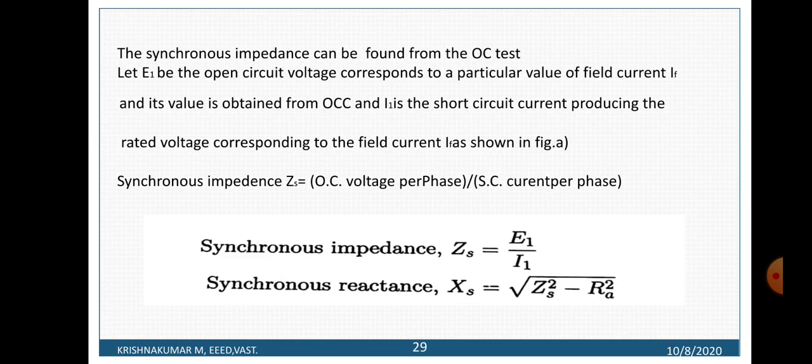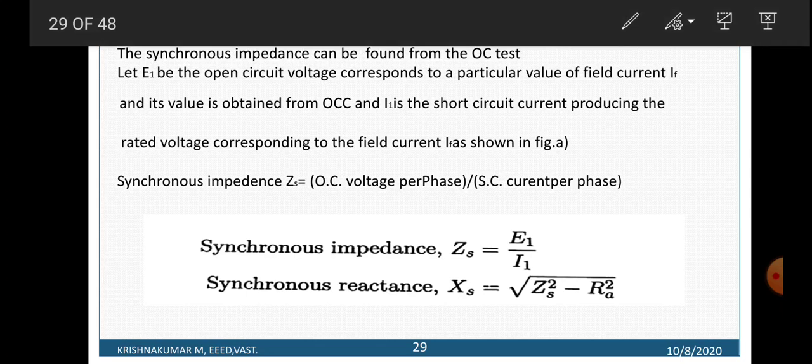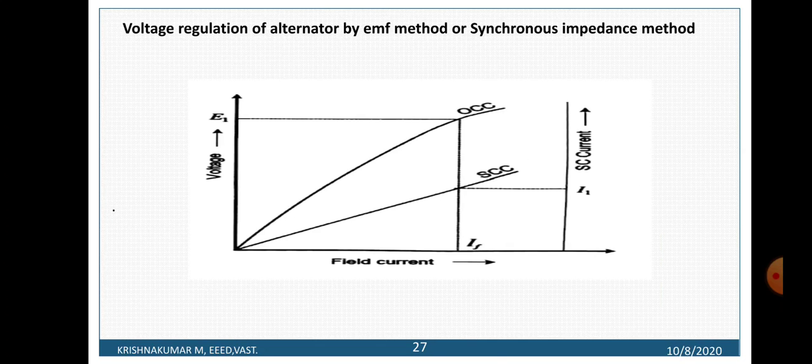Let E1 be the open circuit voltage corresponding to a particular value of field current IF, and its value is obtained from the OCC, and I1 is the short circuit current producing the rated voltage corresponding to the field current, as shown in the figure. So synchronous impedance is equal to open circuit voltage per phase divided by short circuit current per phase. ZS is equal to E1 by I1. We are getting E1 and I1 from the graph.